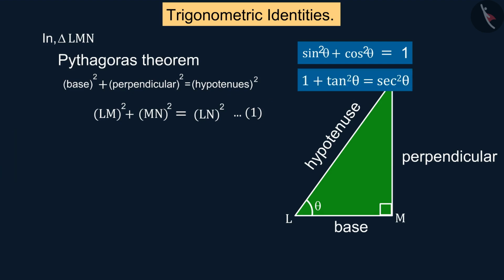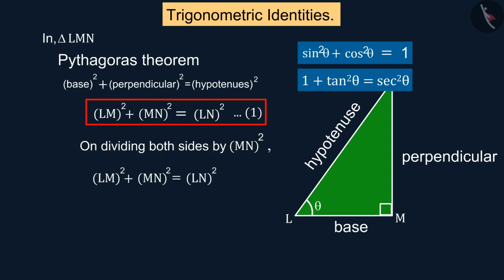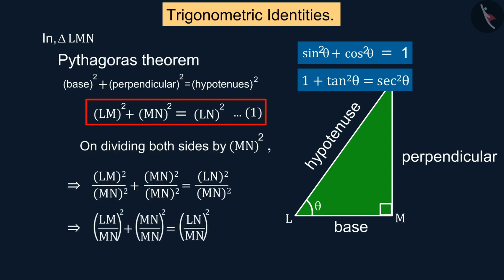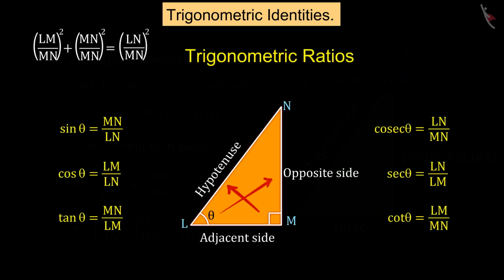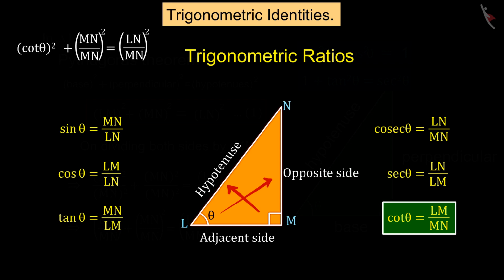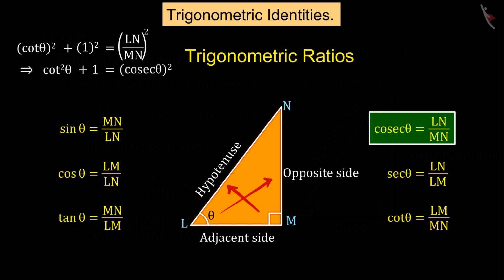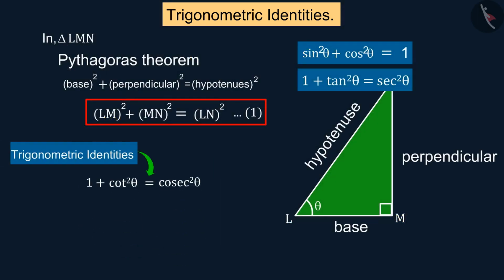Similarly, if the equation of the right triangle is divided by the square of MN, with the help of trigonometric ratios, we get LM upon MN equals cot theta and LN upon MN equals cosec theta, from which we get 1 plus square of cot theta equal to the square of cosec theta, which is a trigonometric identity where theta value is greater than 0 degrees and smaller than or equal to 90 degrees.